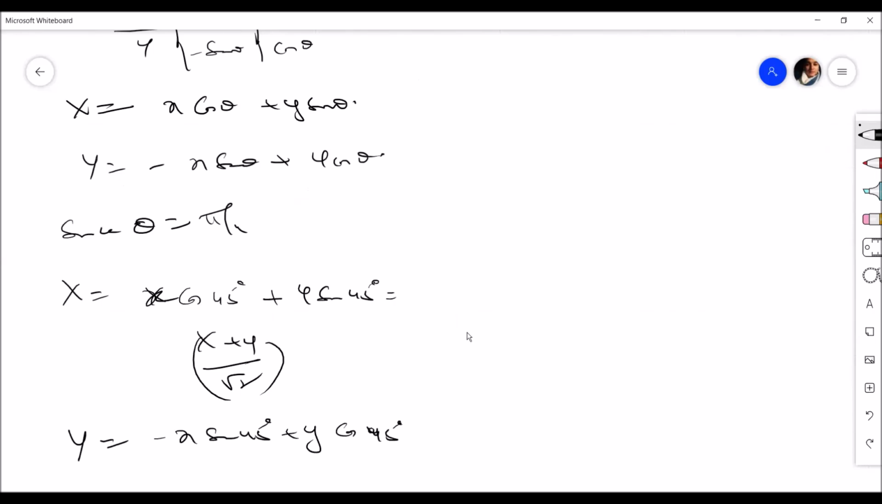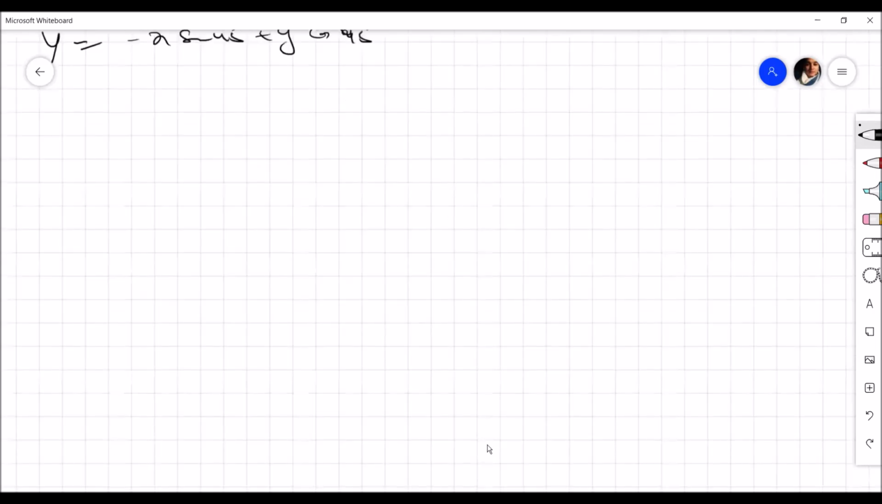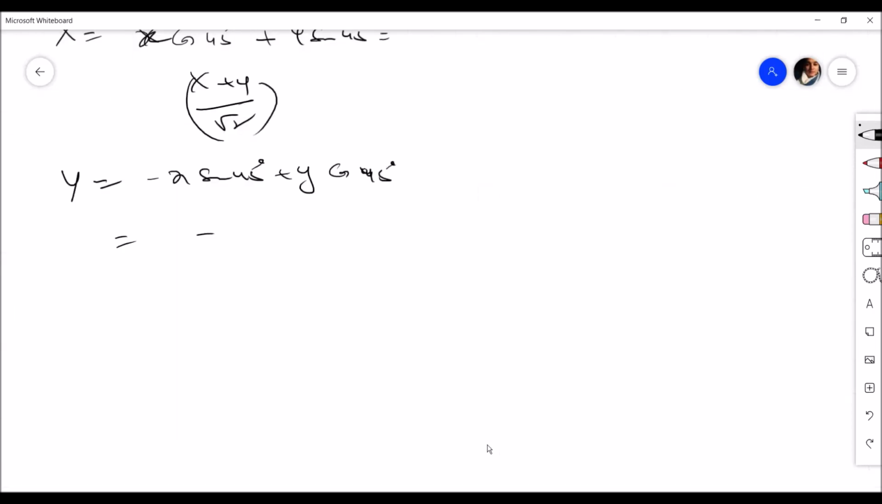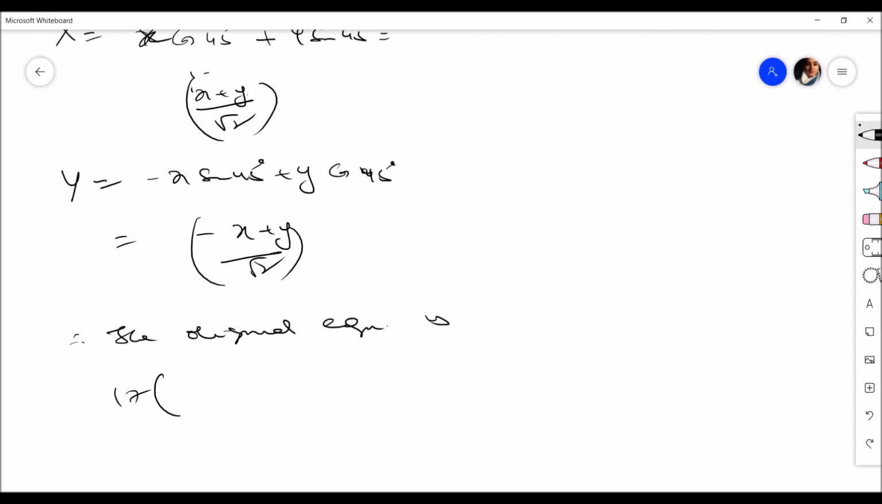Okay, so that's equal to minus x plus y by root 2. All these are small x, small y. So let me just rewrite it without confusion. So x plus y by root 2. Okay, so therefore the original equation is 17x square is the first term.